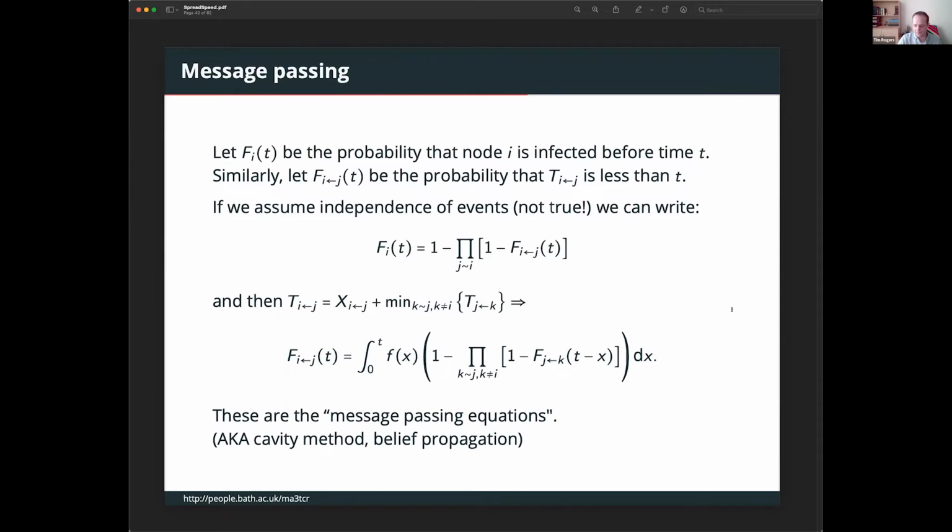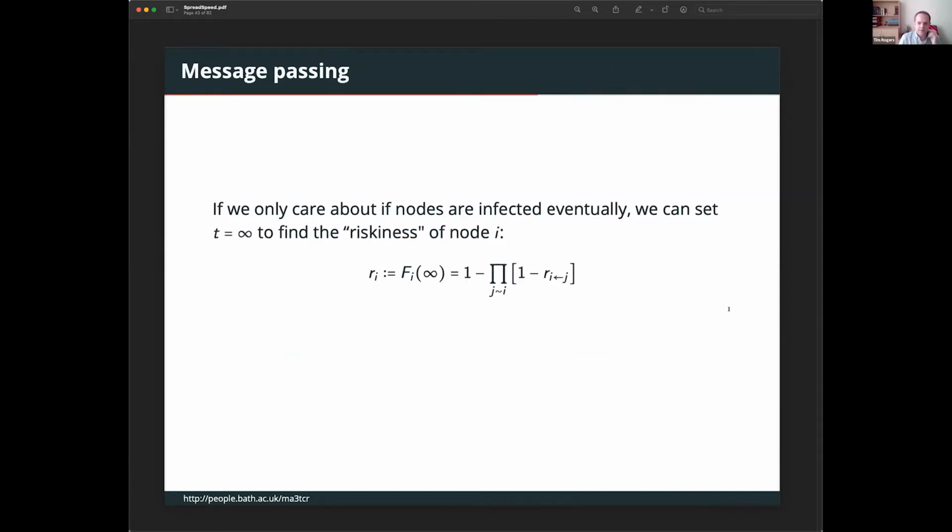All right, so how are we going to solve this? Firstly, let's simplify things a little bit and just look at the case of, are you infected eventually? So it doesn't matter when it happened, just whether it happened or not. For that case, I'm going to set little t to be infinity, and I'm only interested in computing something I'm going to call the riskiness of a node, so Ri. This is just Fi of infinity, meaning did I receive the infection before time infinity? So did I get it at all?